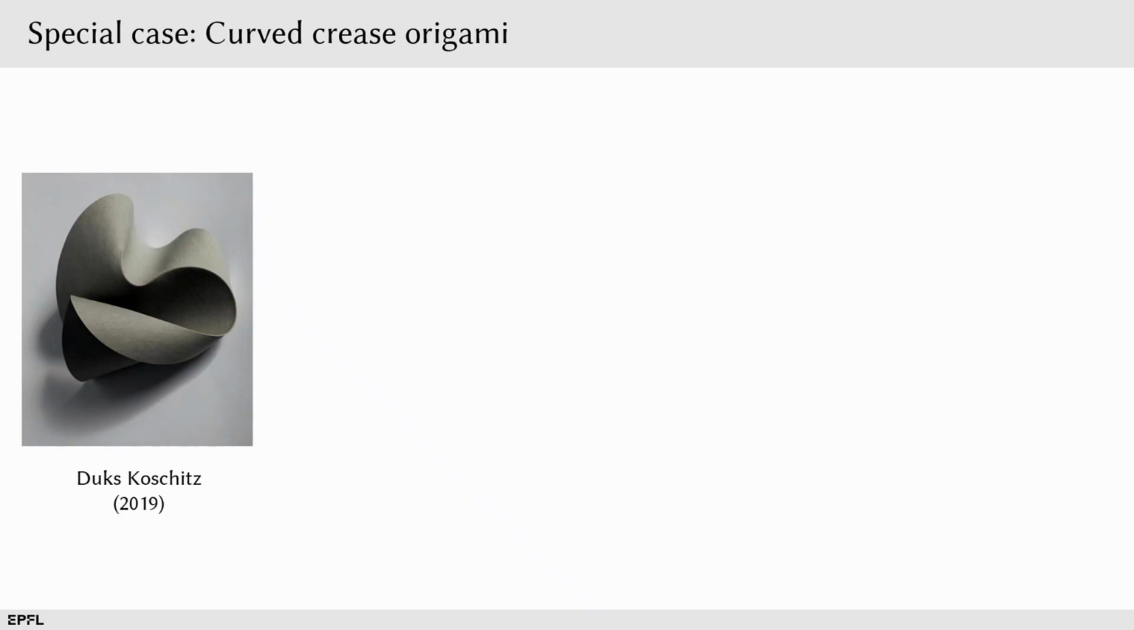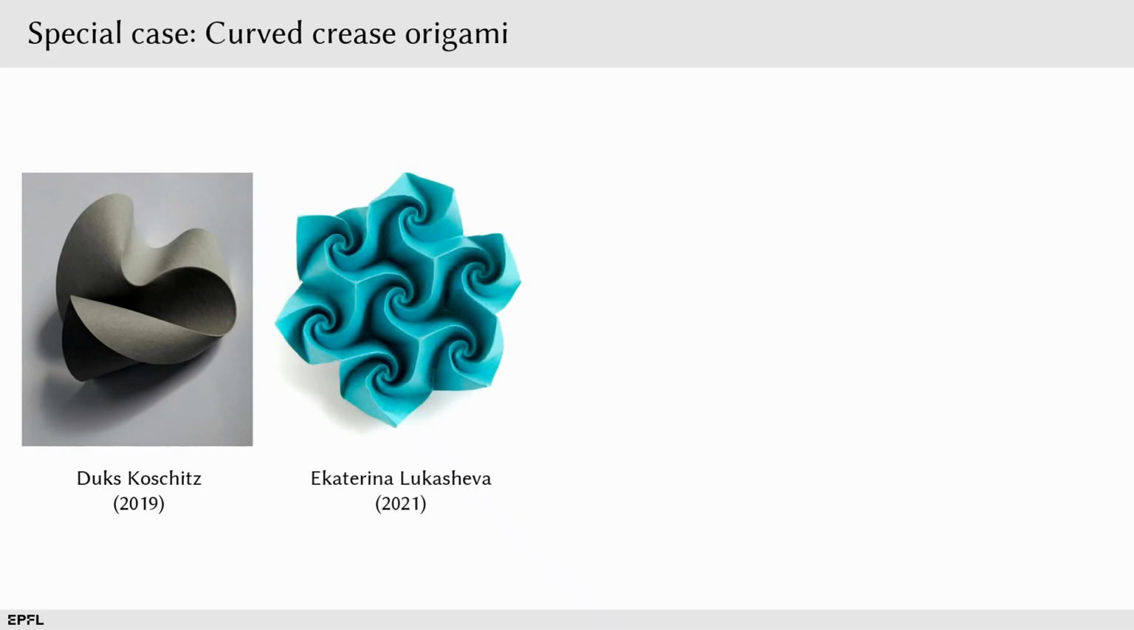We can also get compositions of developable surfaces by creasing along a curve, and this special case is also referred to as curved crease origami. And here, even a single curved crease can result in quite complex shapes, like this art piece by Dux Koschitz. More complex examples, like this spiral tessellation by Ekaterina Lukasheva, are quite intricate. This is just a variation of one of her designs.